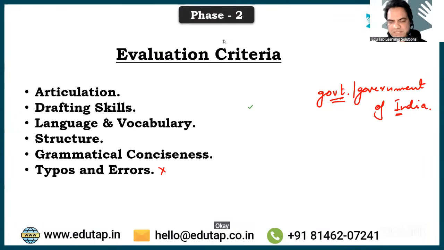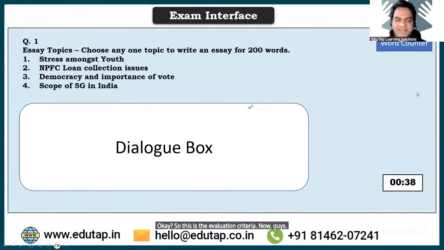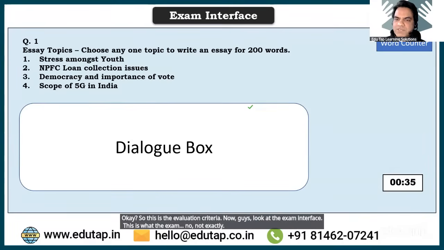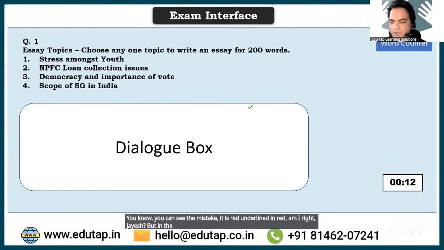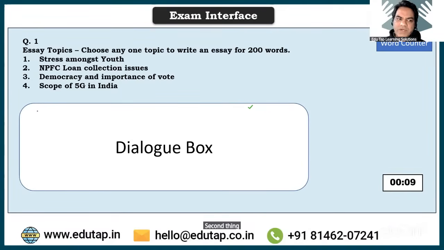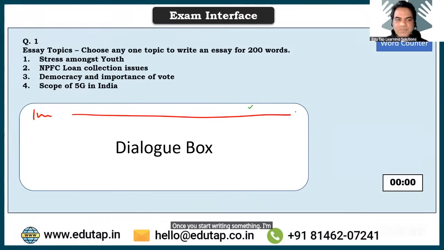Okay. So this is the evaluation criteria. Now, guys, look at the exam interface. Not exactly, but I'm giving you a brief understanding of what the exam interface will look like. Guys, this is very important. Please pay attention to this. The biggest challenge in the exam when you are appearing for a descriptive English paper is the interface. You know why? Because you'll not be typing on a Word document. When we type on a Word document, you can see the mistake. It is underlined in red. Am I right, Jayesh? But in the exam, that is not going to happen. Second thing, you are only going to write everything in a dialog box. And the problem with the dialog box is once you start writing something, I'm sorry, by the time you reach the end of this dialog box, what will happen, Suraj?